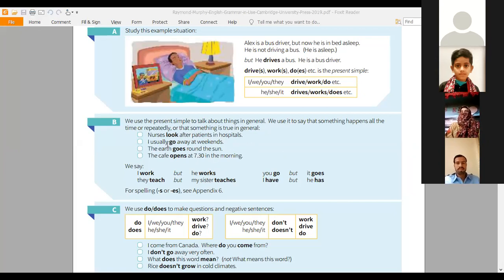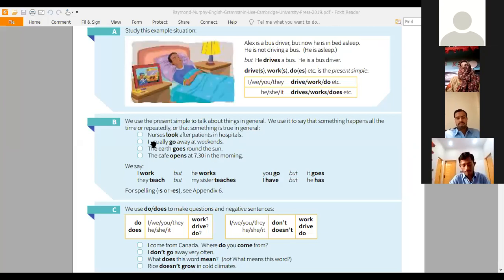I usually go away at weekends, or I usually go for an outing at weekends or on weekends. All right, on weekends, at weekends, both are correct. Okay, the earth goes round the sun. The earth goes round the sun is a general truth. The cafe opens at 7:30 in the morning. It means what time does it open? What time does your class begin every day? At university, our class begins at 9 a.m. in the morning.